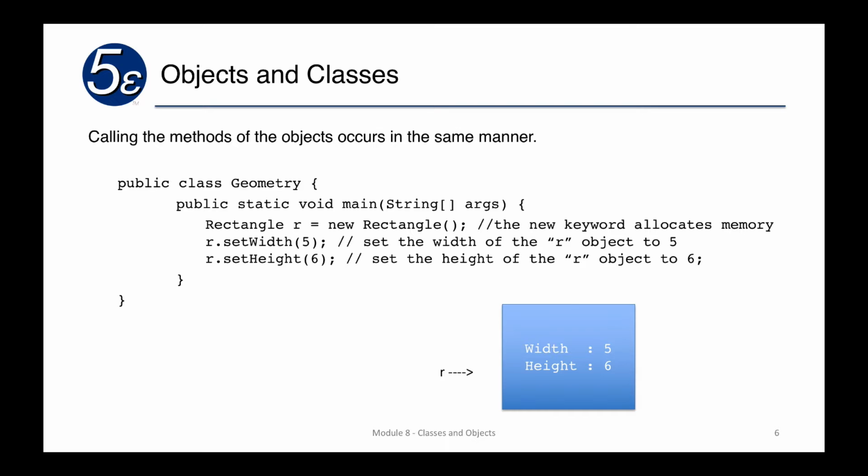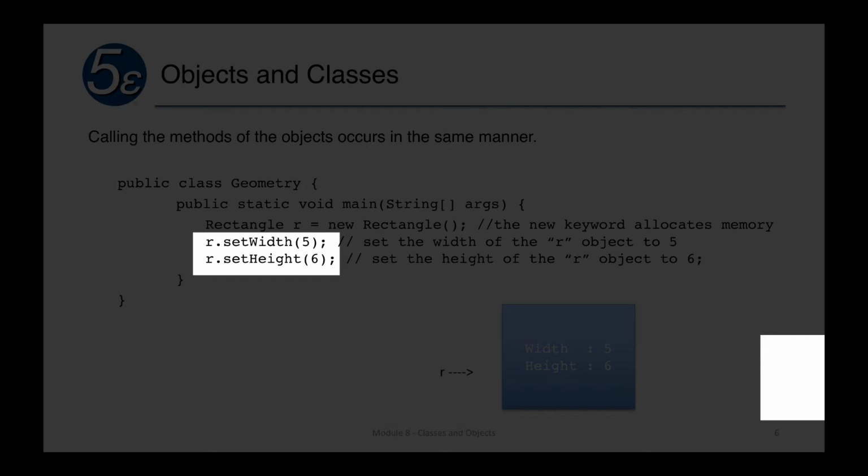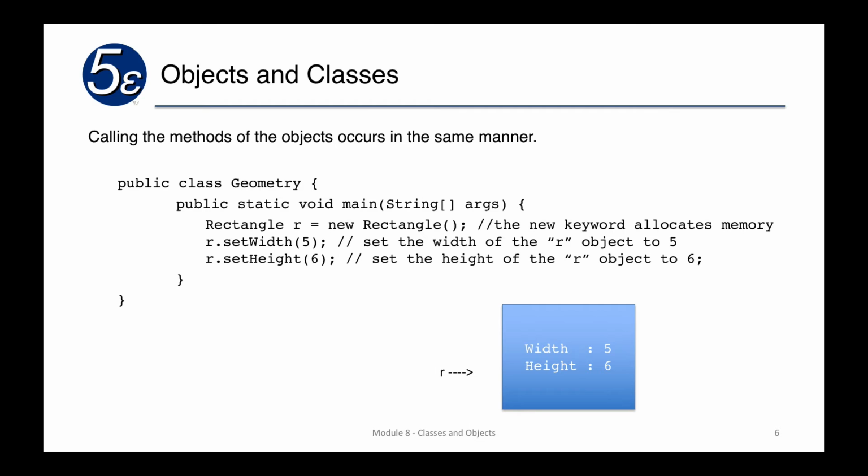When we call methods, we do the same thing. The methods within the object are called using the dot notation. So we will say, use the setWidth method of rectangle and pass in a 5. But you're working with the R object, which has its own height and width. That particular object's width will be set to 5, and that particular object's height will be set to 6. Again, if you look at the code previous on 2 slides, you'll see how the setWidth and setHeight methods actually work.